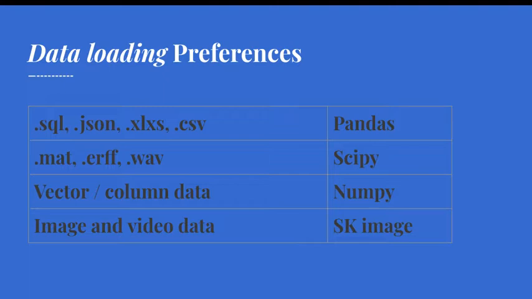But if the data is in a binary format such as .arff, use the scipy package. And if the data is in columns or it is just a vector, then NumPy is preferred to load data using inbuilt methods such as load or loadtxt. And if the data is in image or video format, then scikit-image library, to be precise, can be used. So this is a brief overview of the data loading preferences.